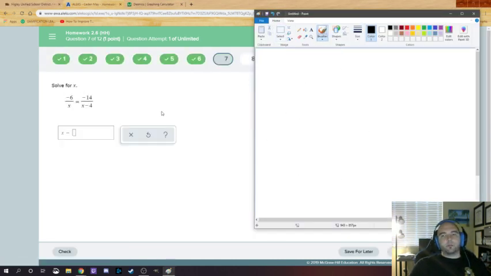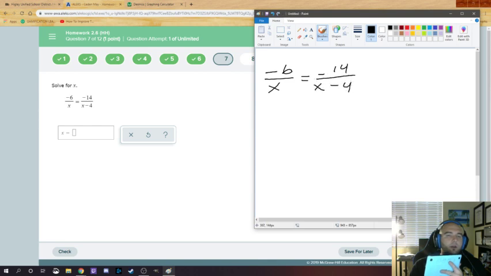Alright, this one's another one of the same, sort of, except the x is on the bottom, which really doesn't change it up too much. It does have a secondary issue, though. There's a second x on the bottom left. So we got negative 6 over x, and negative 14 over x minus 4. You still want to do the normal stuff, so we cross multiply.